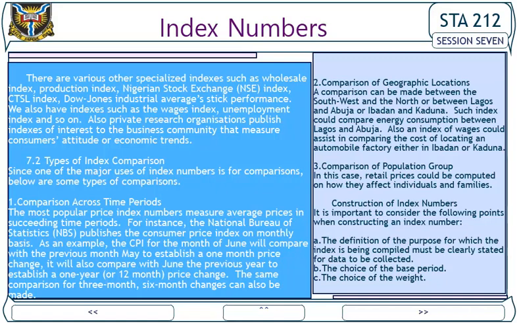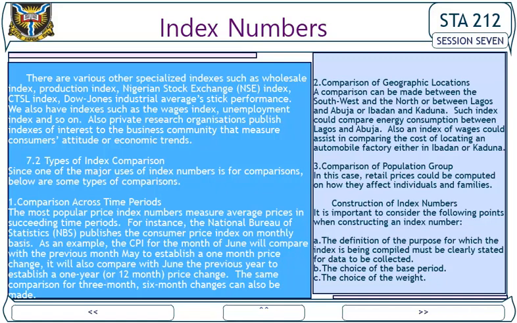2. Comparison of geographic locations. A comparison can be made between the Southwest and the North, or between Lagos and Abuja, or Ibadan and Kaduna. Such index could compare energy consumption between Lagos and Abuja. Also, an index of wages could assist in comparing the cost of locating an automobile factory either in Ibadan or Kaduna. 3. Comparison of population group. In this case, retail prices could be computed on how they affect individuals and families.